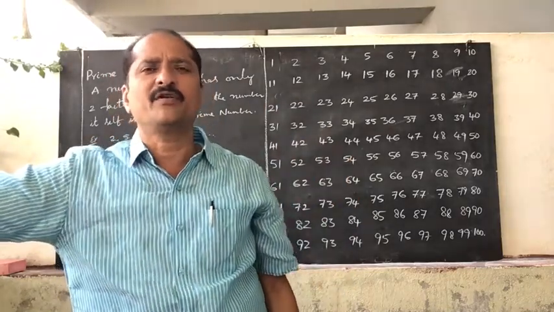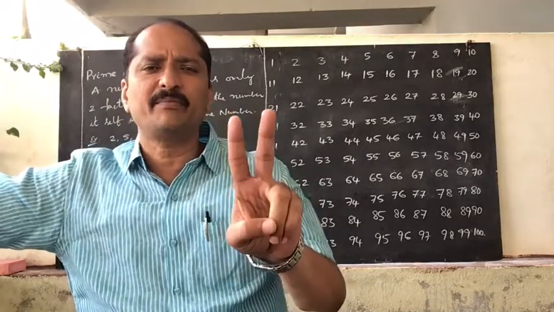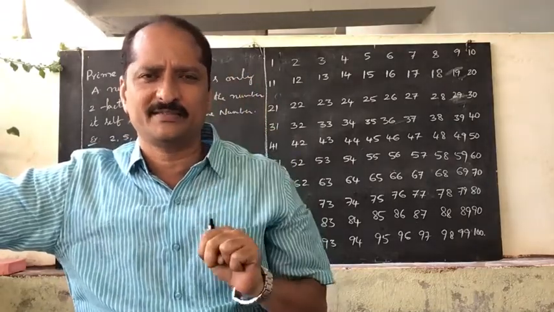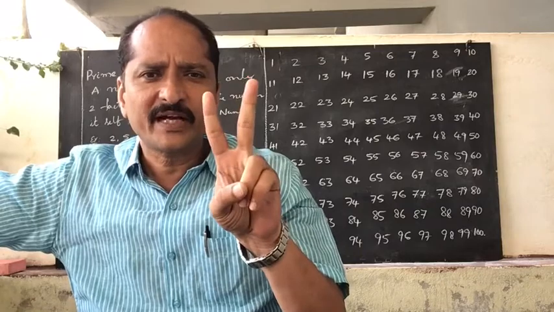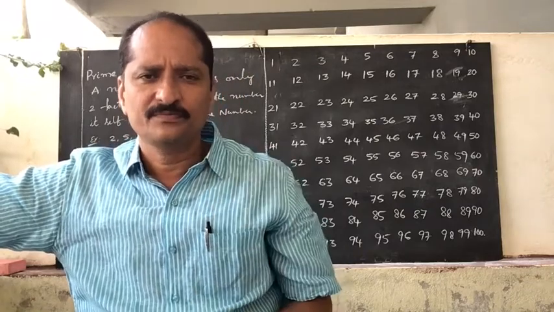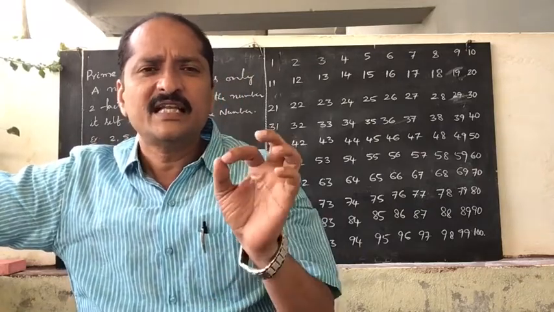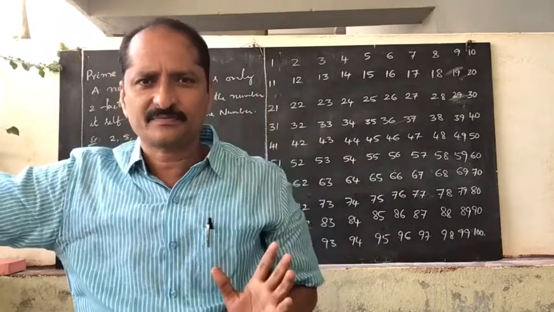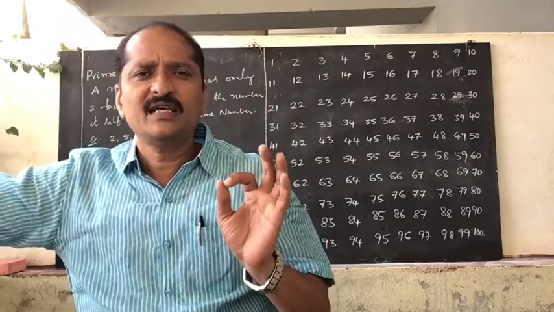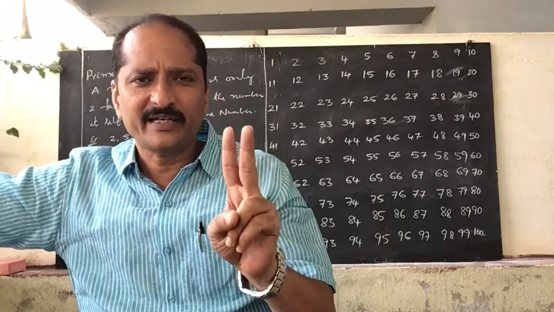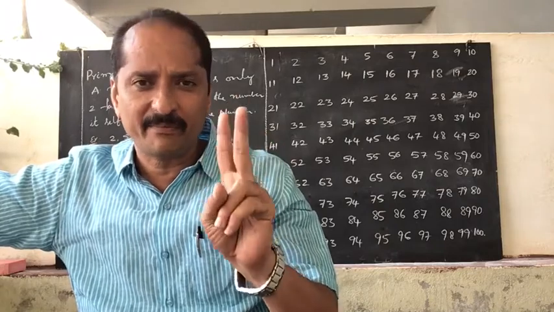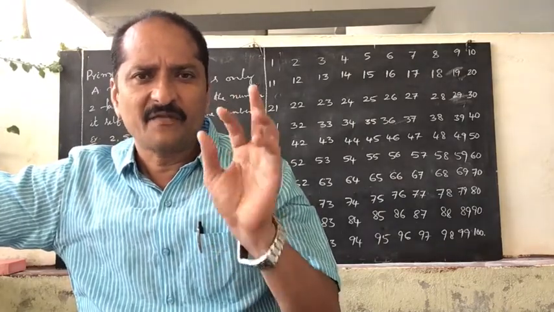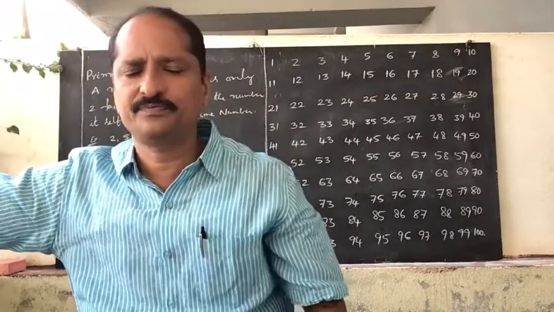Next, for example, what are the prime numbers? 2 is a prime number. 2 has 1 and 2 as its only factors. 2 has 2 factors, 1 and 2. So this is the least number of factors. 2 has only 2 factors, so we can call this a prime number. The first prime number is 2.